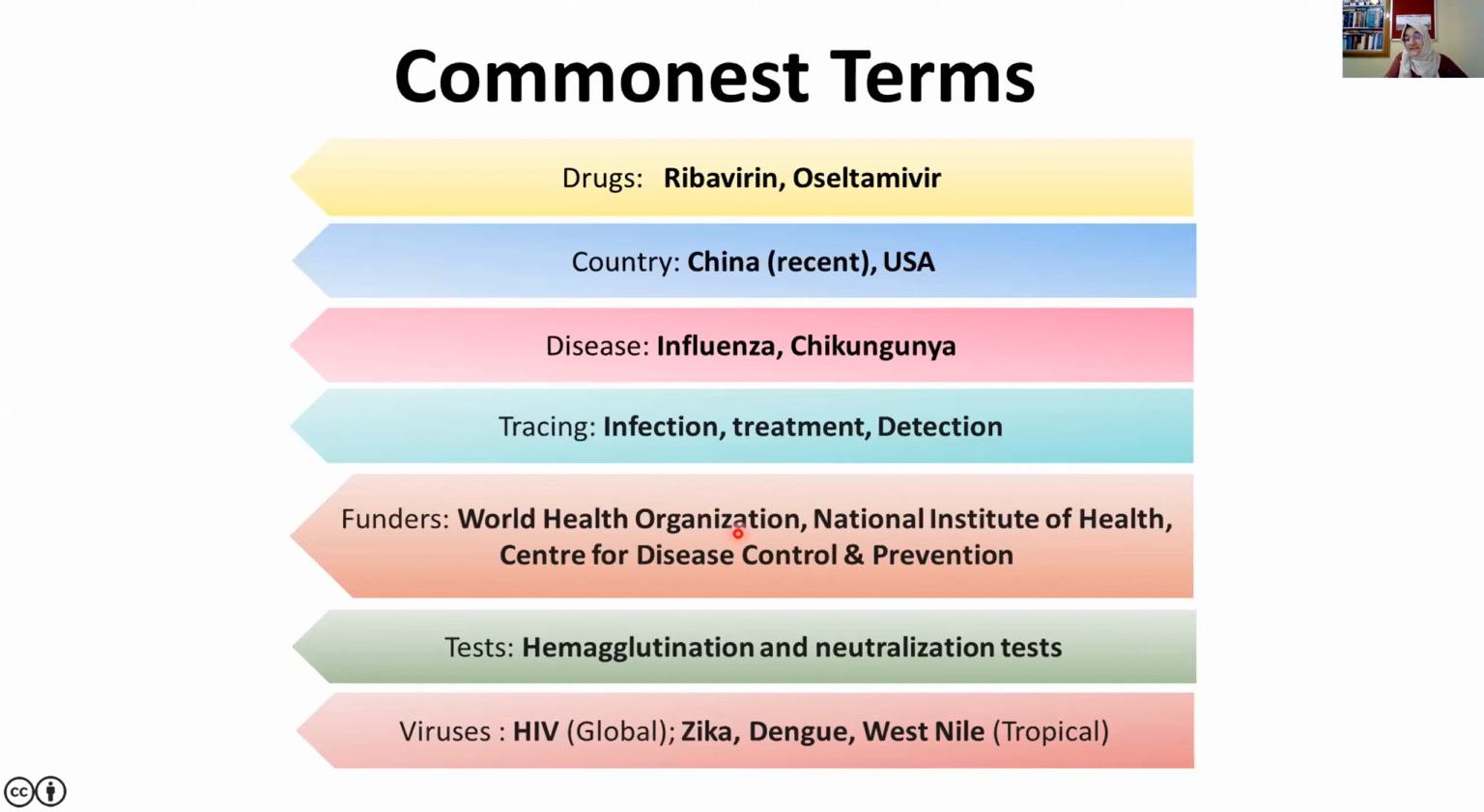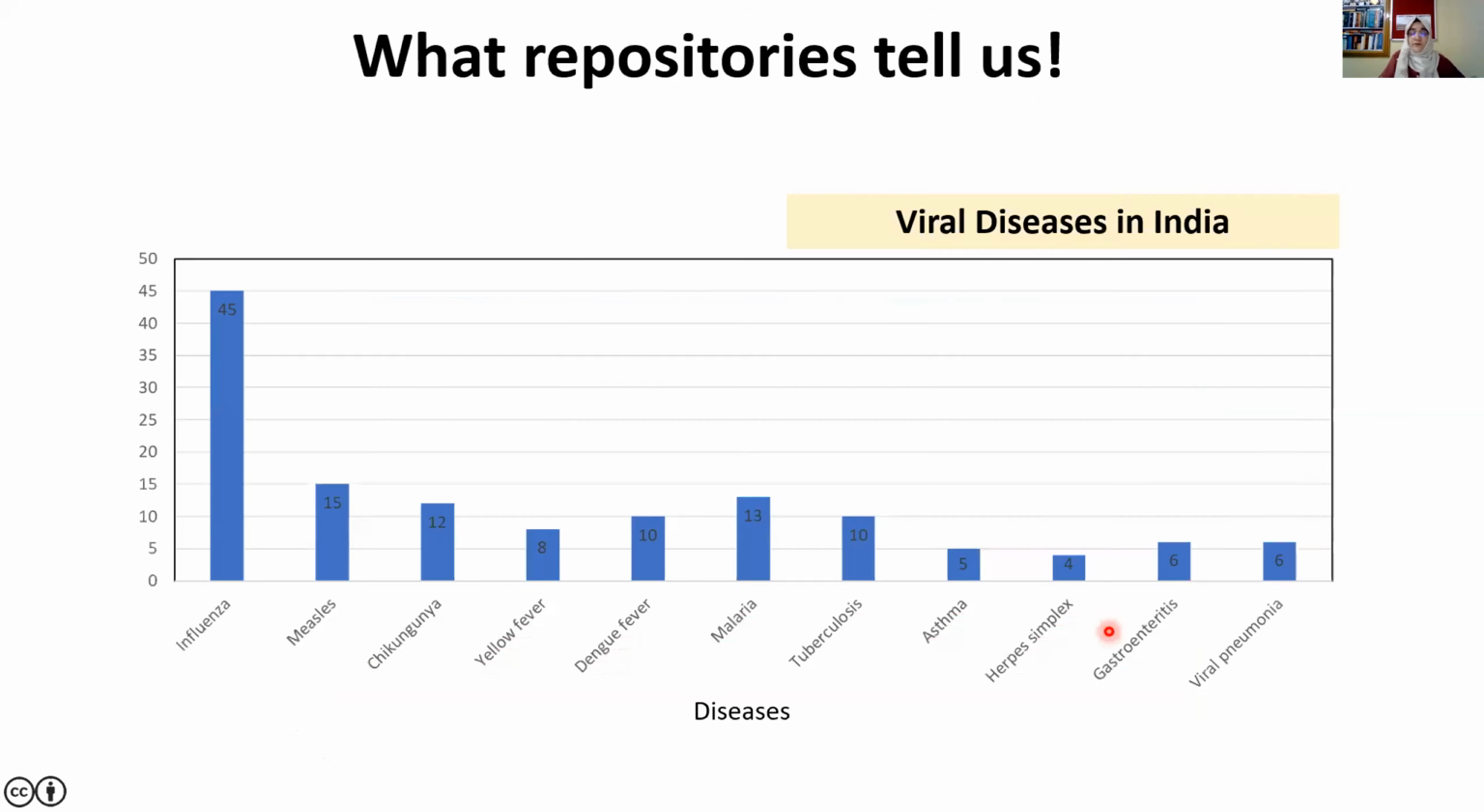The World Health Organization, National Institute of Health, and the Center for Disease Control and Prevention are the funding agencies which seem to be funding a lot of research. And hemagglutination and neutralization tests are quite popular when it comes to viral epidemic testing. And viruses like HIV in the global context and Zika, dengue in the tropical context are very common. So the repositories are capable of telling us a lot of things, and we can visualize it too.